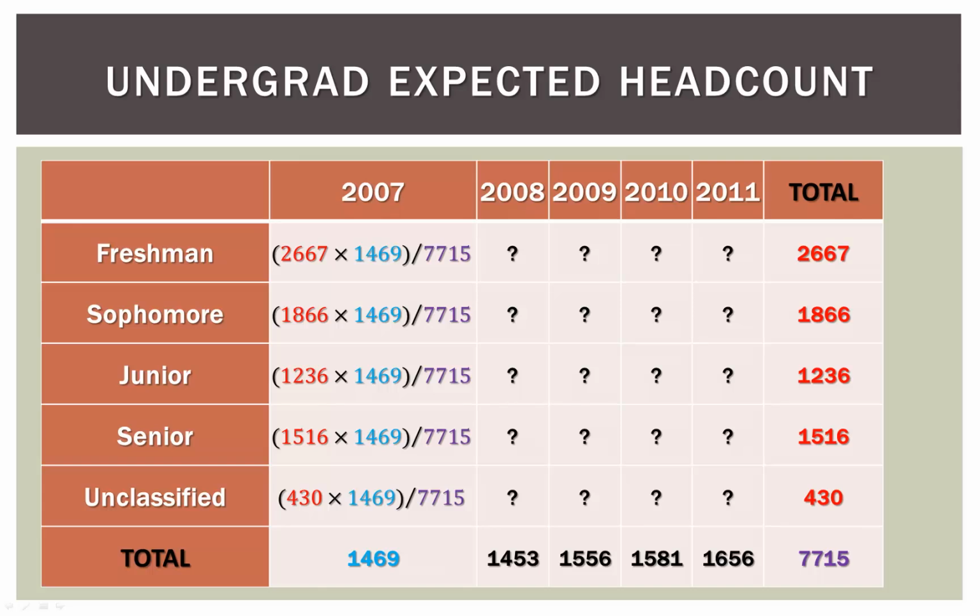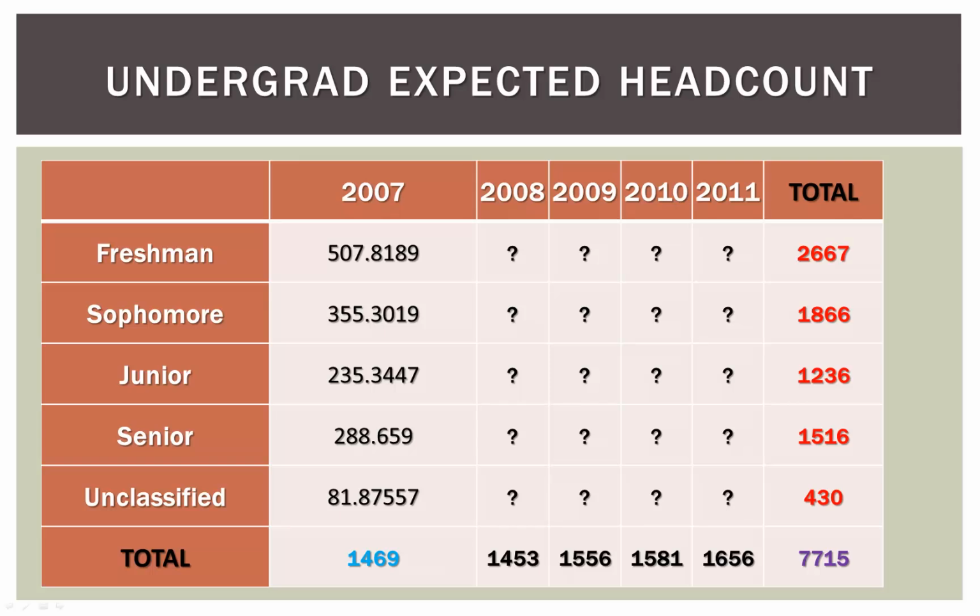And then when we go to sophomore, everything stays the same. We're still in the same column, we're still using the same grand total, but we've changed rows. So our row will now be the row total for sophomore, which is 1,866. When we go down to junior, again, the blue and the purple stay the same, but we're in a different row. So now it's 1,236. So you can see how this works. This is not that complicated. It's just row total times column total divided by grand total.